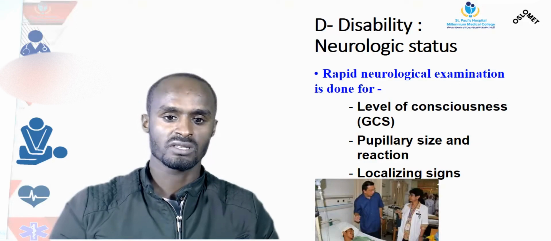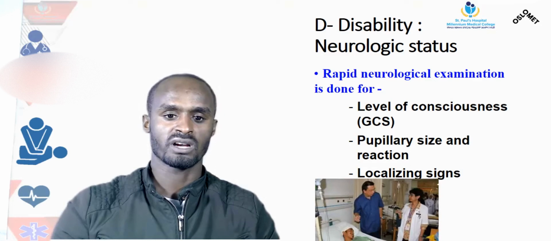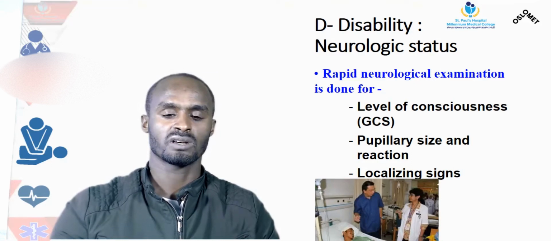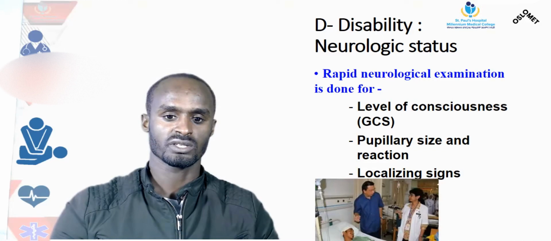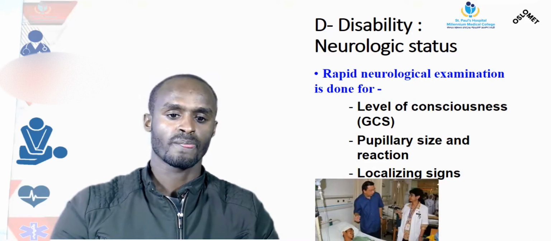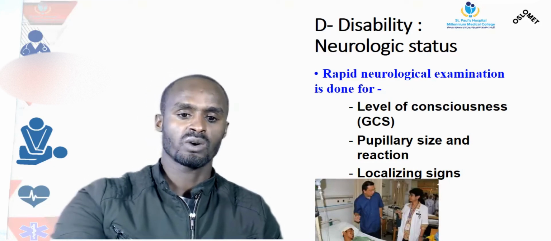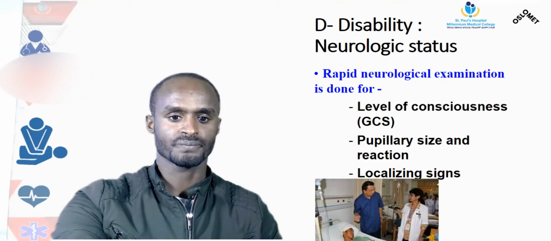And we have to assess the pupillary size and reaction. If the pupillary size is unequal or unreactive, it suggests the brain has become hypoxic. And if there is any stroke, the pupillary size is unequal and unreactive. And we have to assess for localizing signs.